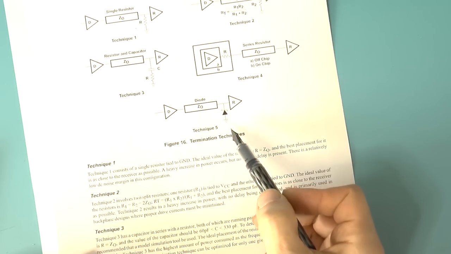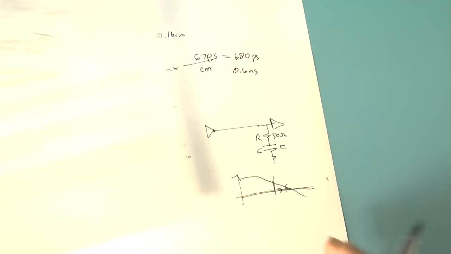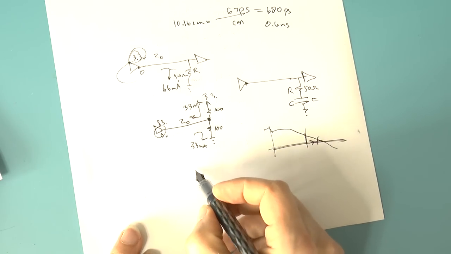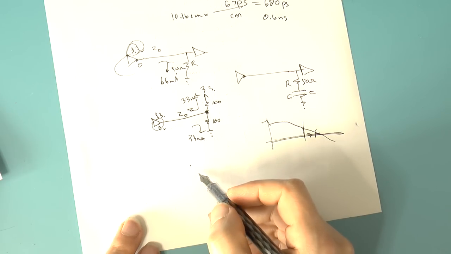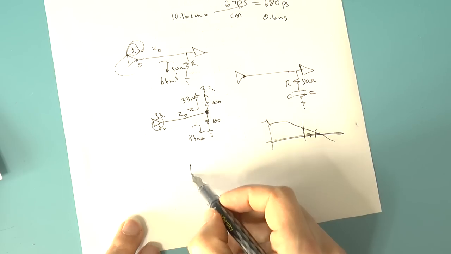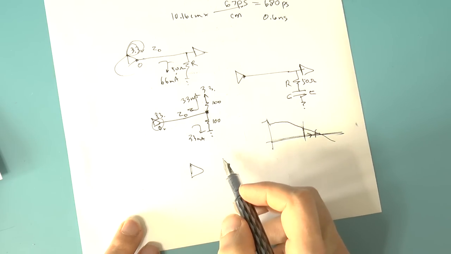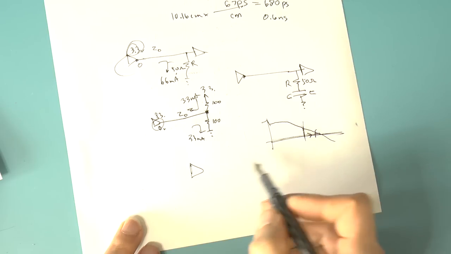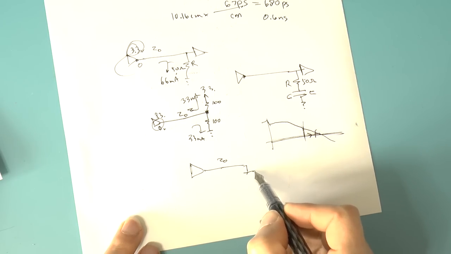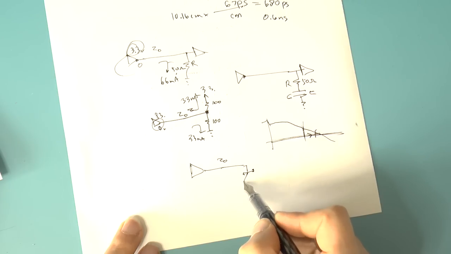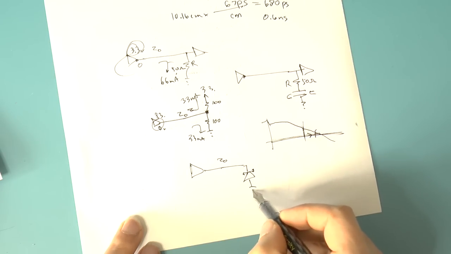Here we have another type of termination. This is a Zener diode at the end. And the idea behind that, I'm sorry, that's a Schottky diode. No, that's a Zener diode. Is it a Zener diode? I think it is. Well, it's some sort of a clamping diode anyway. The point is that it kind of looks like a Schottky diode to me.